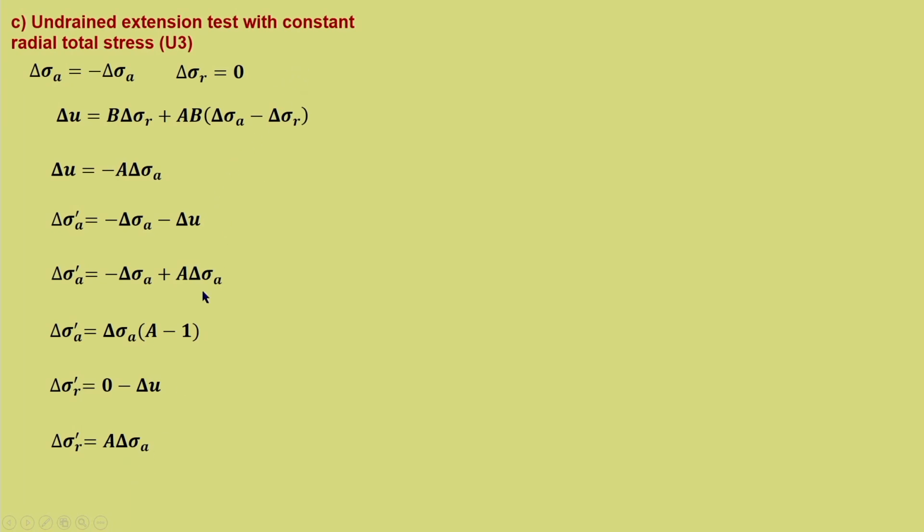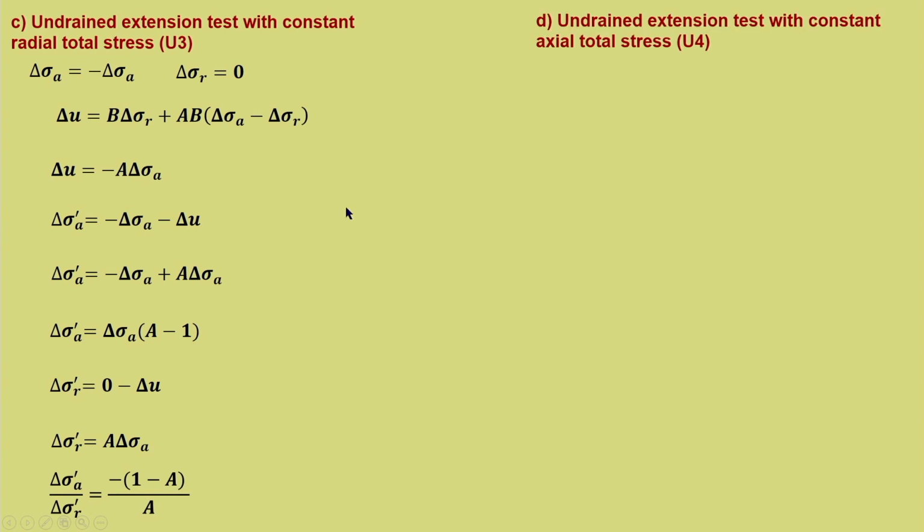So, we are substituting it for the pore water pressure, and that gives again delta sigma A dash upon delta sigma r dash. If you rearrange, it will give minus 1 minus A upon A. So, the same slope as in the case of compression. So, even in the extension case, the slope is going to be the same and it is unique.